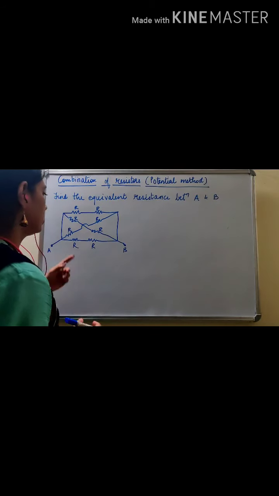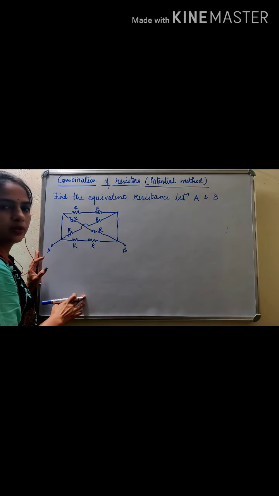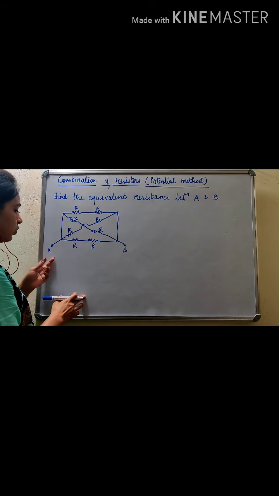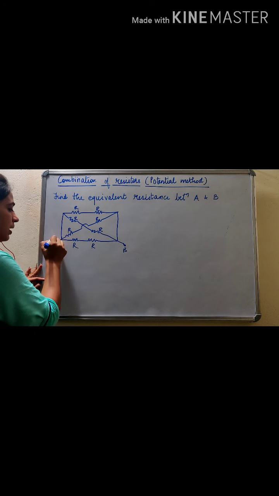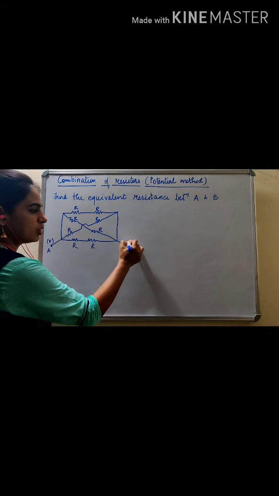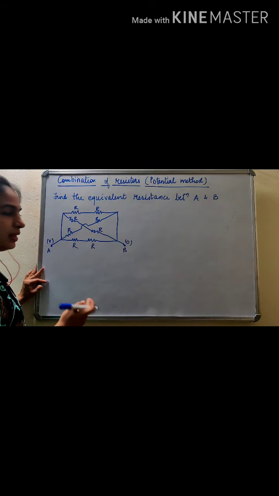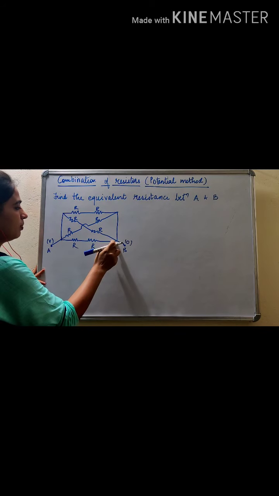So the next question is like this. Here again the question is find the equivalent resistance between A and B. So points A and B are over here. Going on the same grounds, we will consider the potential of A as V and potential of B as 0. And then we will find the potential of all the points. So see, this will be V, this will be 0.